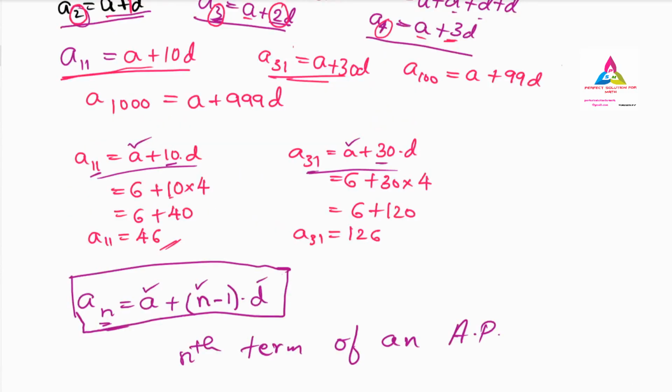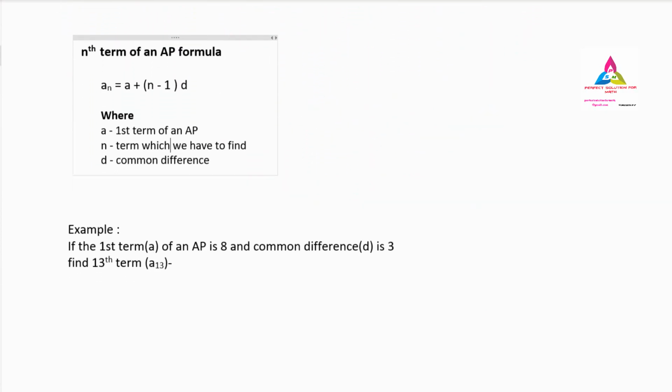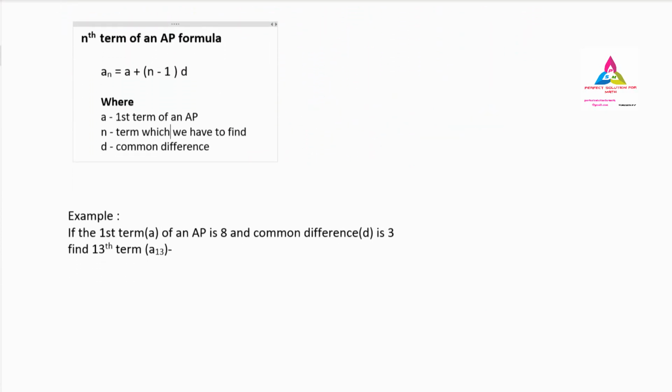Here I have noted for you the nth term of an AP formula, that is an is equal to a plus n minus 1 into d, where a is the first term of an AP, n is the term which we have to find, and d is the common difference. Now using this formula we have to find the answer for the given example. So we will solve this.